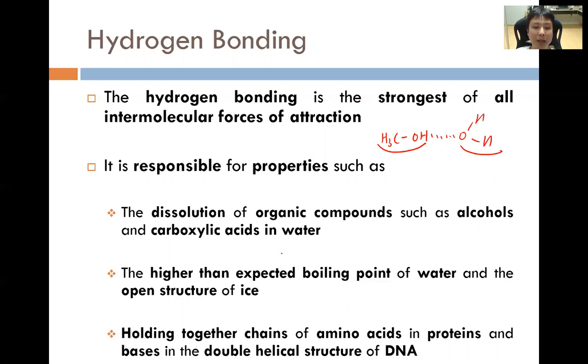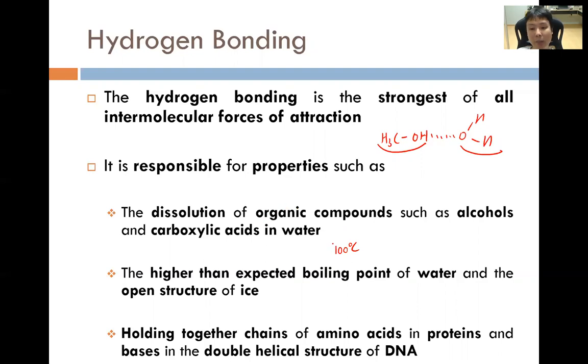Okay, and the second thing is the higher than expected boiling point of water and the open structure of ice. We'll talk about the open structure of ice later, but the higher than expected boiling point of water, as we know, is 100 degrees Celsius, and the reason is because of the strong hydrogen bonding that exists between water molecules. Now imagine, we know that water is essential for life in many aspects. We need to drink it. It's responsible for many metabolic processes. It's important for sweating, and so on and so forth. It's important for acting as a solvent for many reactions to happen in our body.